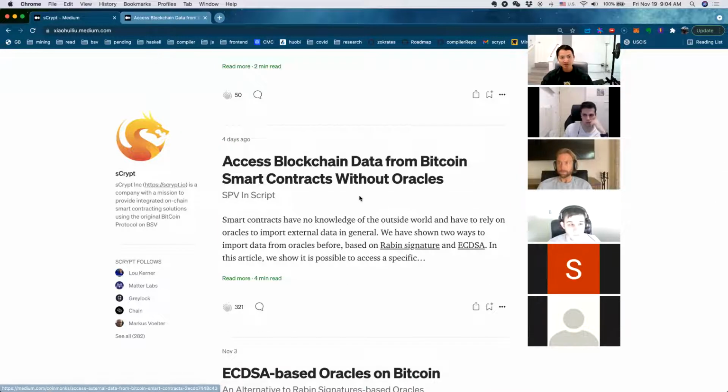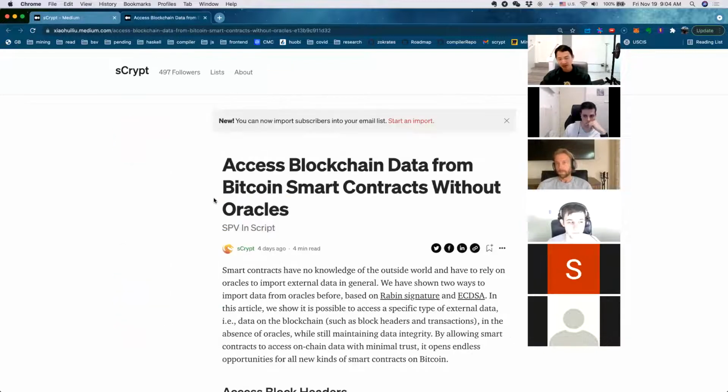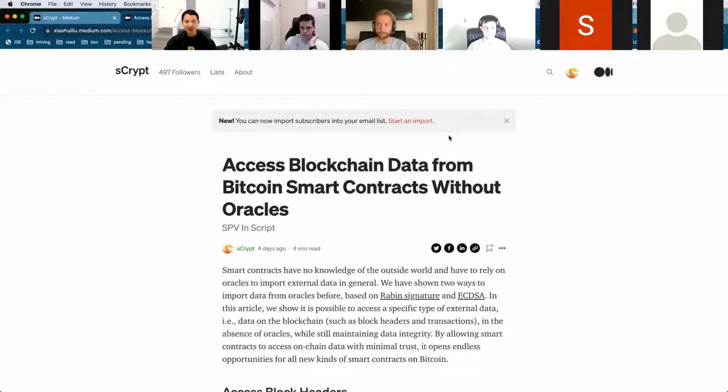I will start with the first one, access blockchain data from Bitcoin smart contract without oracles. It's almost like doing SPV, but on chain in script. For people who know about SPV, usually you have block headers, and after the block headers, you want to verify some transactions that are in certain blocks. So you use the Merkle proof, and you only need a very short amount of data. Then you can verify this without downloading the whole blockchain. So we are doing similar things here, but it's done on chain in script.